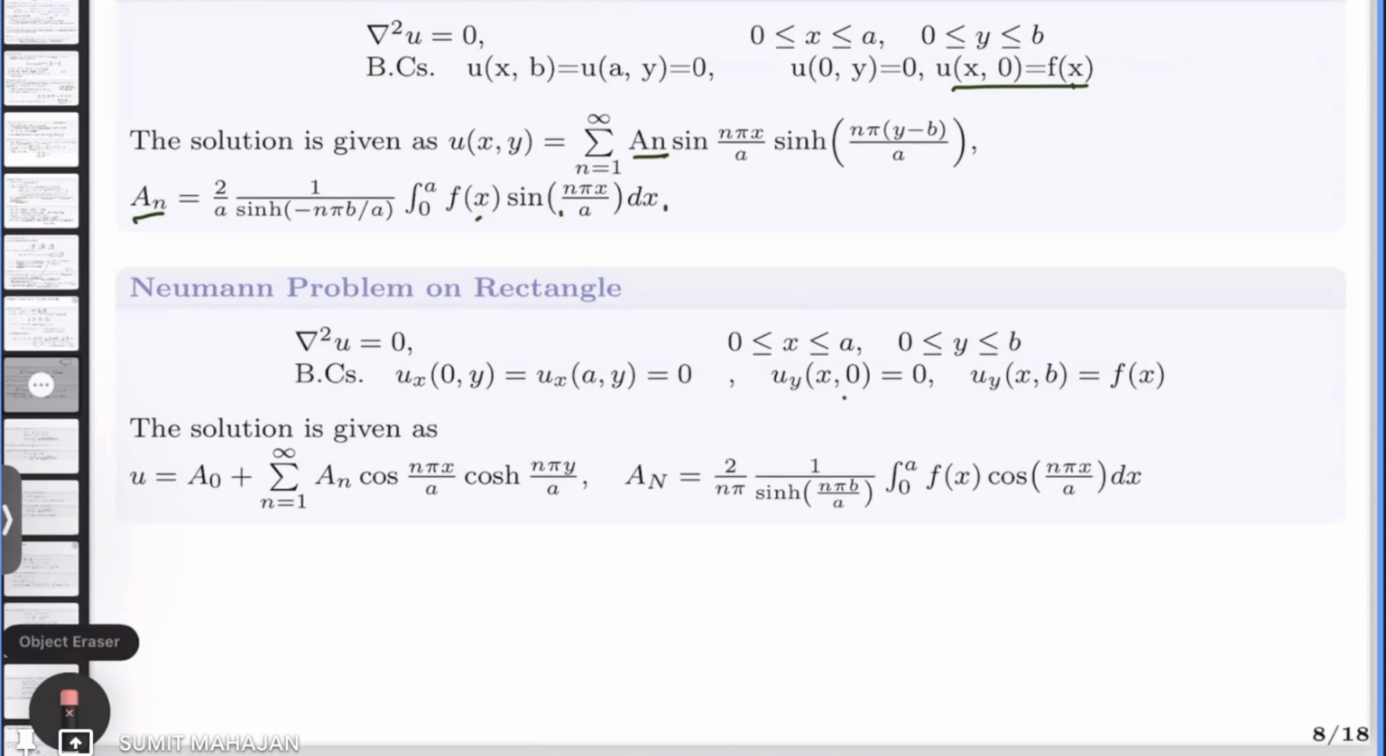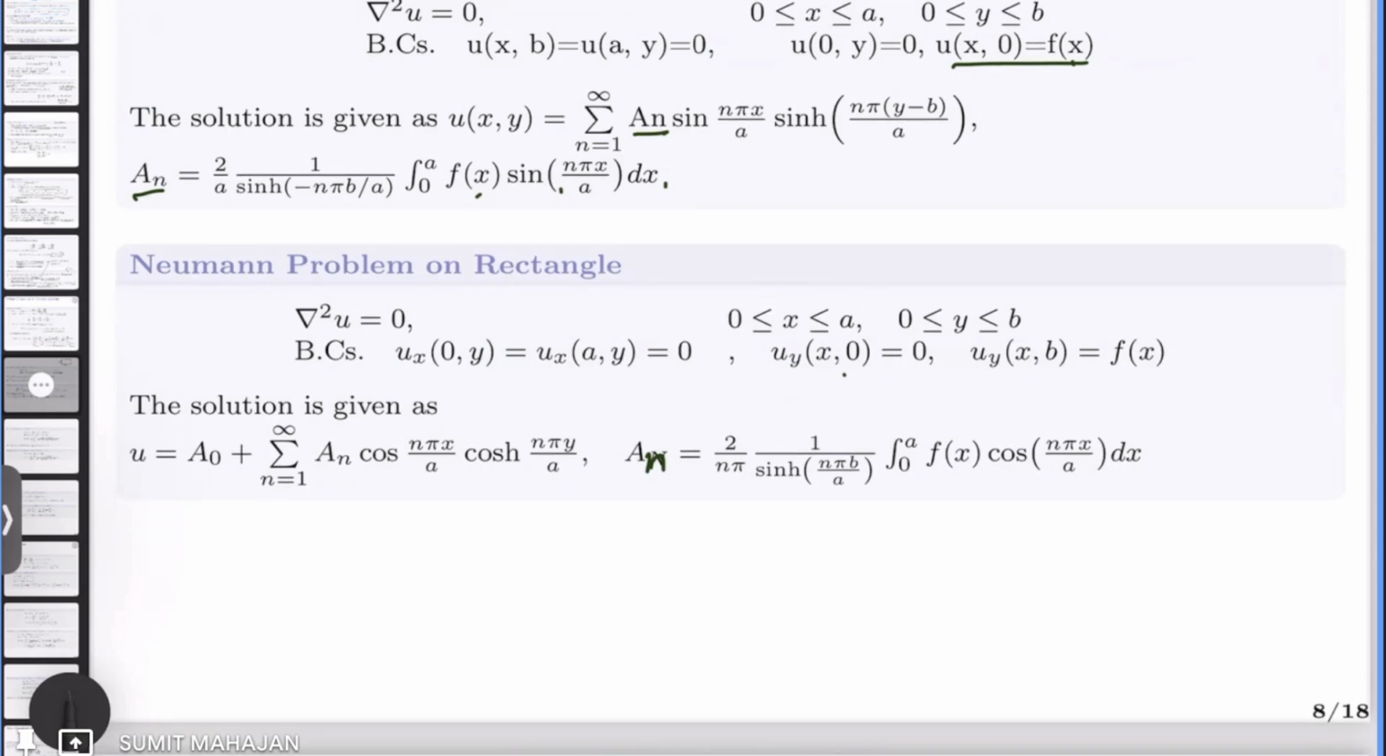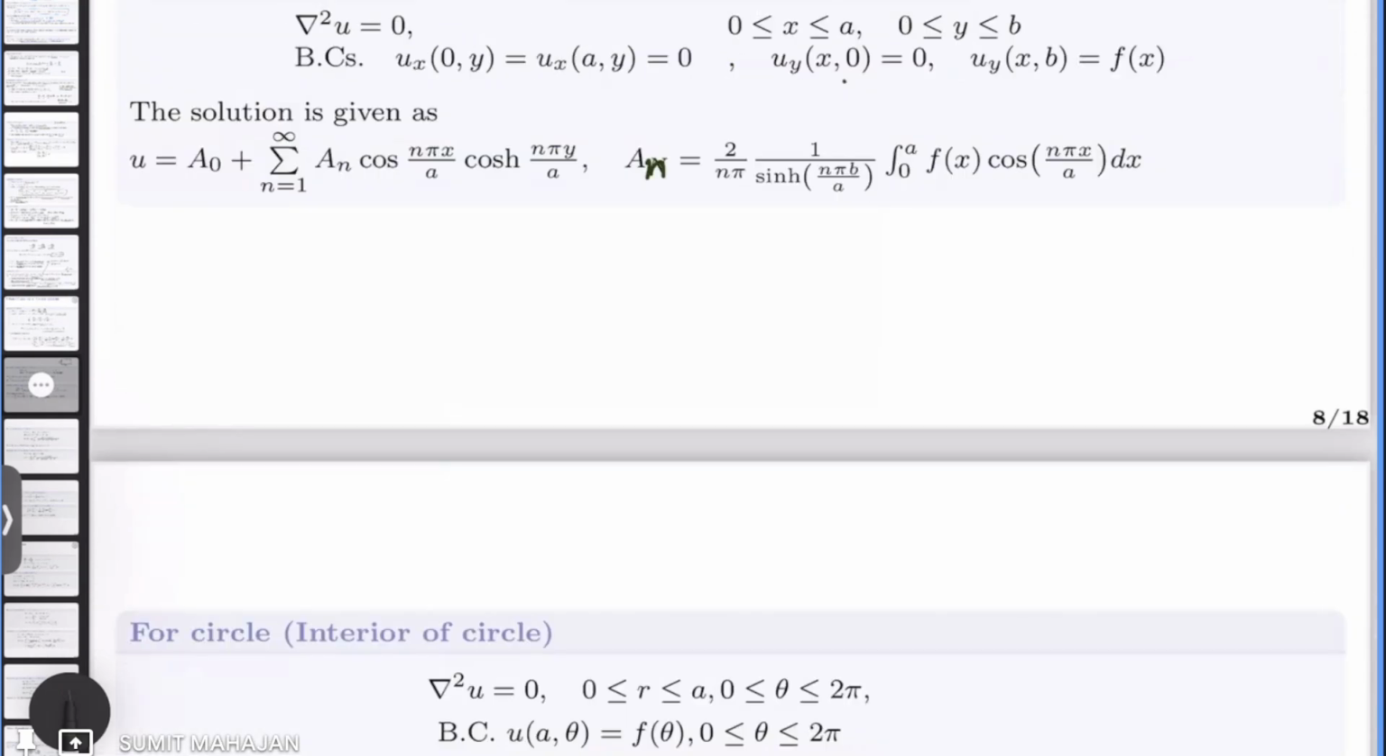In that case, the solution is given by u equals a naught plus summation n equals 1 to infinity a_n cos(n pi x / a) cosh(n pi y / a), where small a_n is given by 2 / (n pi) times 1 / sinh(n pi b / a) times the integral from 0 to a of f(x) cos(n pi x / a) dx. So this is the solution for the Neumann problem on a rectangle.